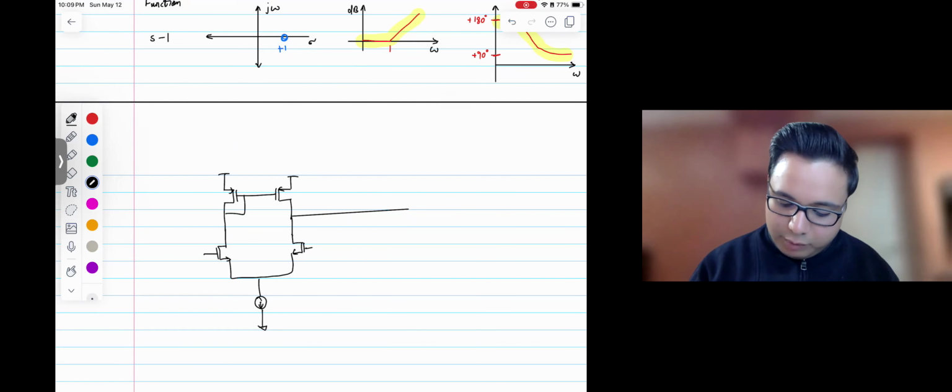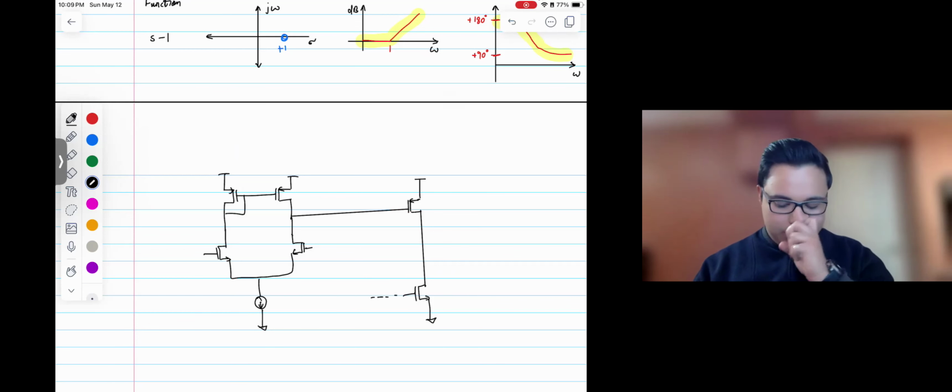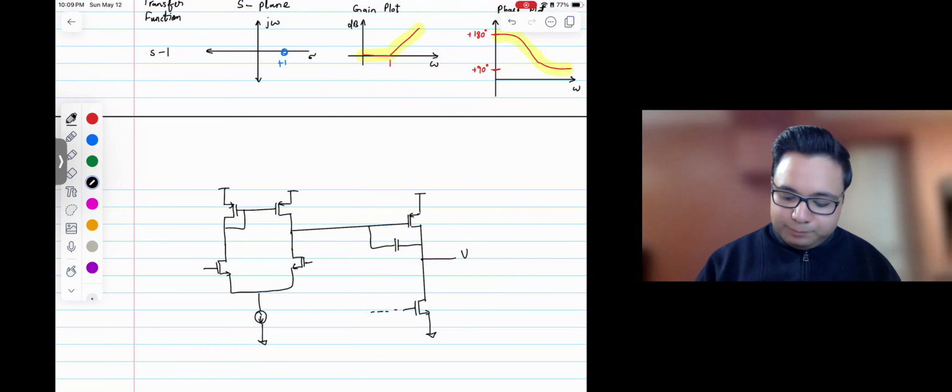And then here you have the output from the first stage, and then it goes to the input of the second stage. Say a PMOS here, and then an NMOS over here. So the lower NMOS is just a bias voltage, right? Okay, so then Miller compensation is something like this, right? You add a capacitor over here, and this is the output.